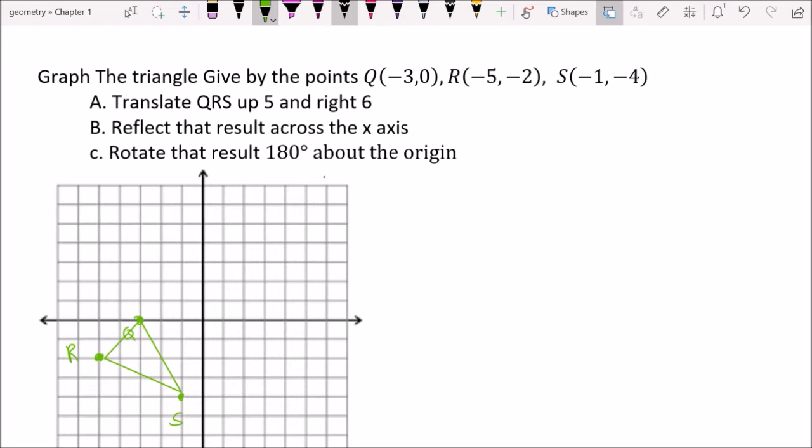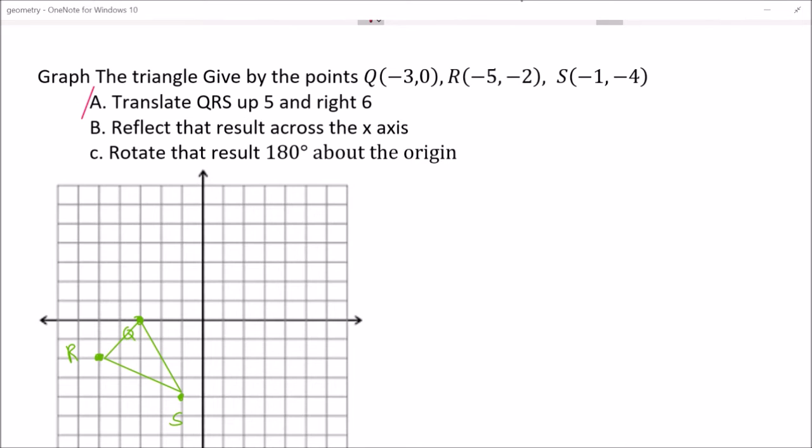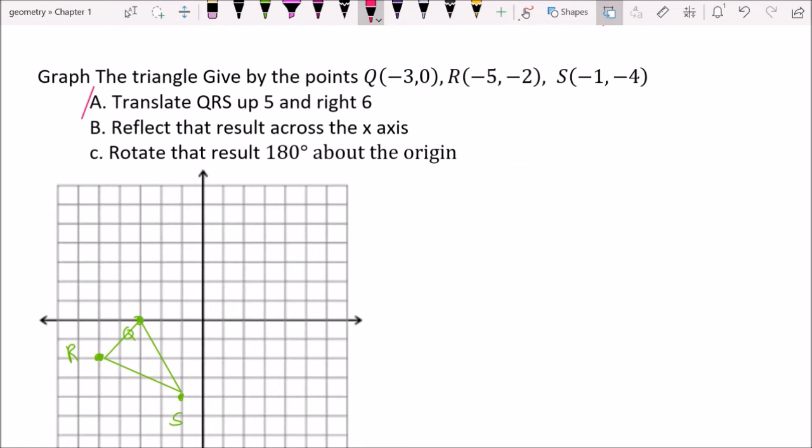So now what? We're going to go through parts A, B, and C in order. First, and let's color code it so these stand out, okay? So we'll do the first one in red. It says translate up by 5 units, and right 6. So we're going to take each of these points, and from each one, I'm going to count up 5 and right 6. So I'm going to start here.